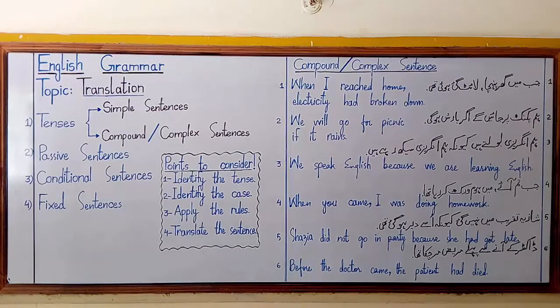We will be meeting again in the next video lecture. As you can see on the left on your screens, I have written there that we will be discussing tenses, simple sentences, compound and complex sentences, and then we will be discussing the passive sentences. And then on third we will be discussing conditional sentences, and then in the end fixed sentences. So now we have covered tenses, simple sentence, compound and complex sentence in 3 video lectures. And before this I told you about overall translation, right? So in these 3 or 4 video lectures we have understood the first topic of translation, that is tenses.